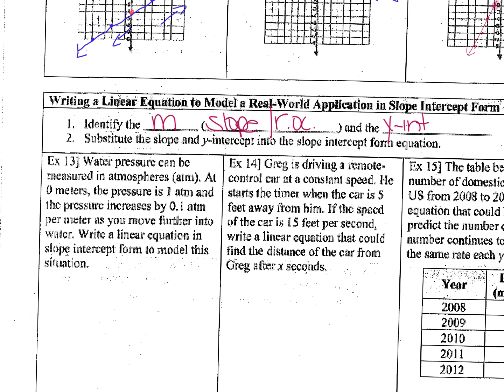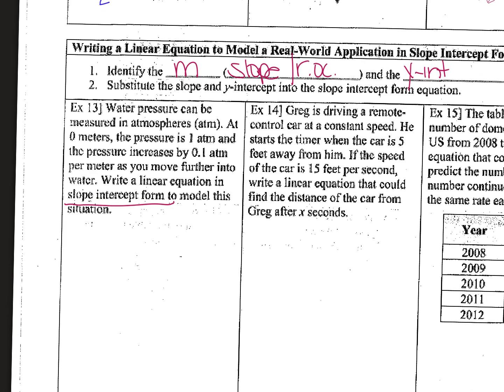So here we have the water pressure measured in atmospheres. At 0 meters, the pressure is 1 atmosphere, and the pressure increases by 0.1. Okay, so it's asking us to write a linear equation in slope-intercept form to model this. So I'm going to note to myself that slope-intercept form is y equals mx plus b. And what are the two things that I need to know in order to write it in slope-intercept form? I need my m and I need my b.